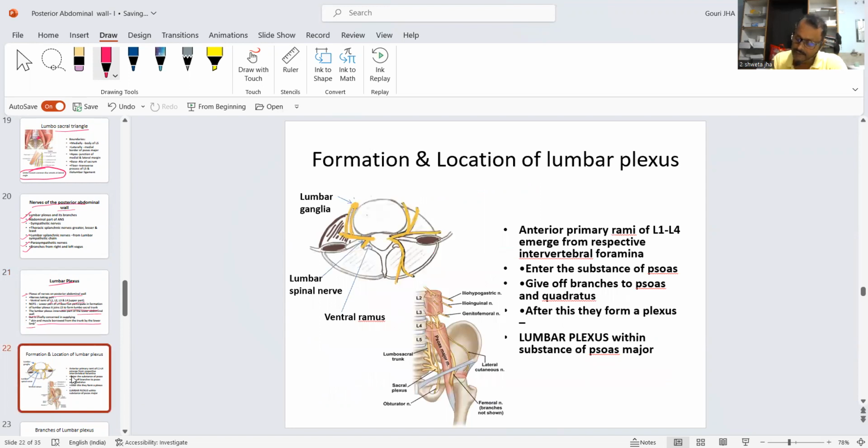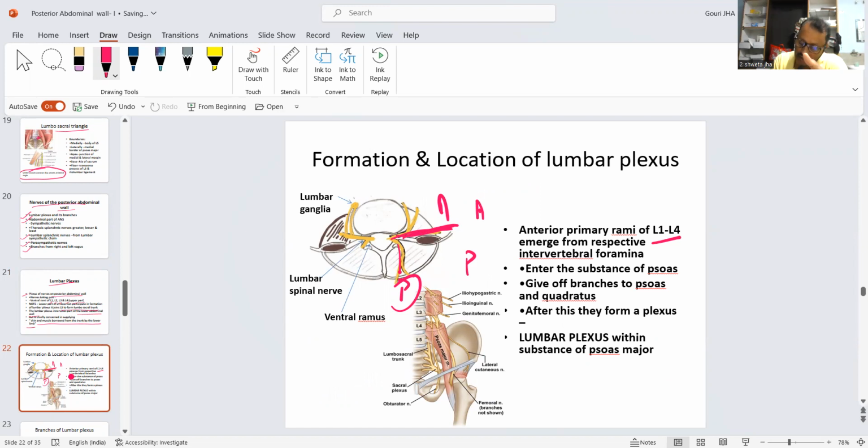So these are the anterior primary rami. This is the anterior one, this is the posterior one. So this rami is anterior, and this one is the posterior rami. The anterior rami of L1 to L4 emerge from the respective intervertebral foramina. They emerge from their same level and enter the substance of the psoas.